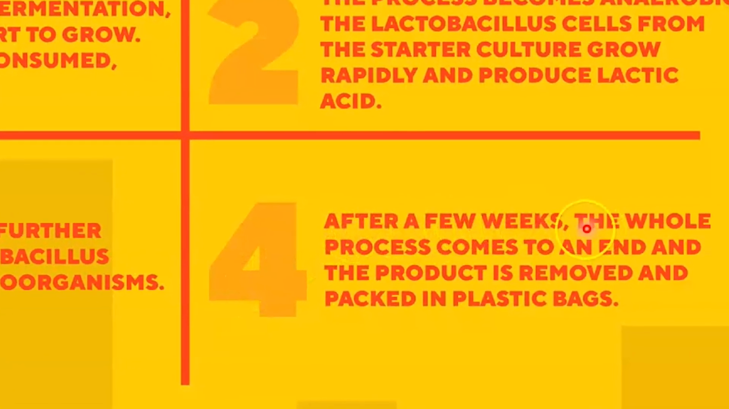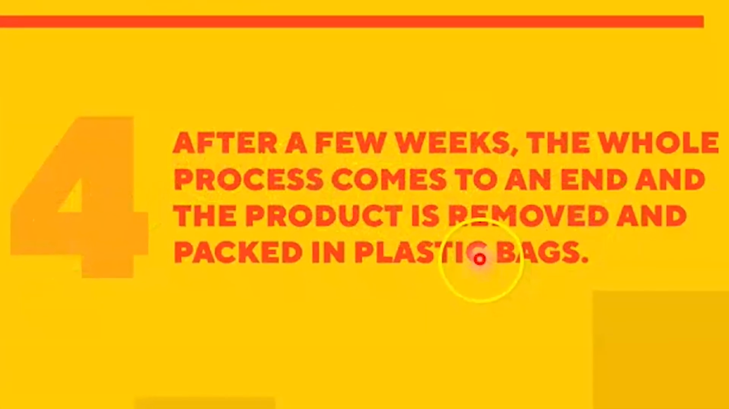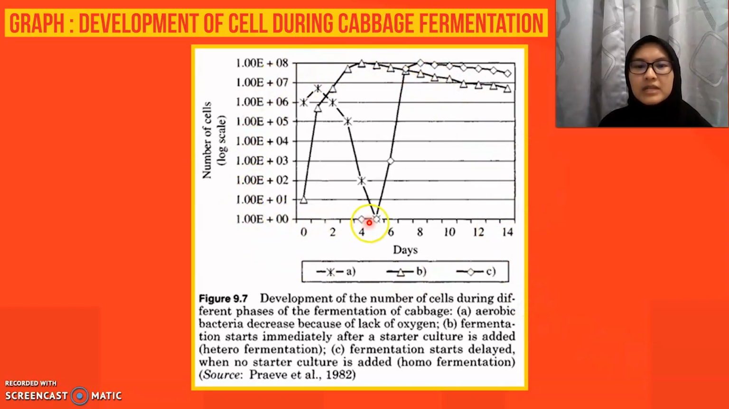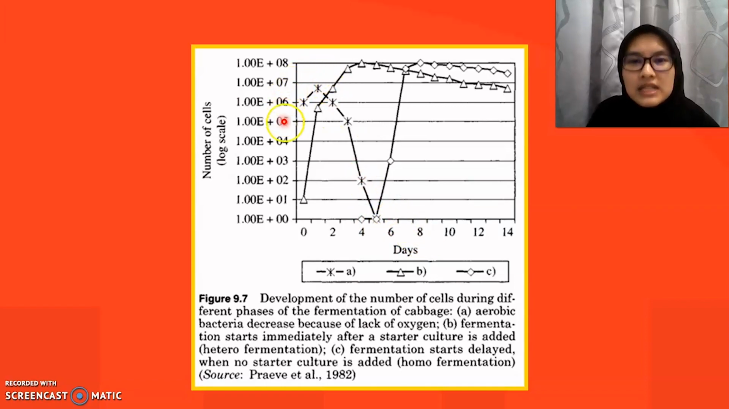Then after a few weeks, the whole process comes to an end and the product is removed and packed in plastic bags. This is the graph that shows the development of the number of cells during different phases of cabbage fermentation. So this is when the fermentation begins. At the beginning of the fermentation, aerobic bacteria start to grow. Then after all oxygen has been consumed, aerobic bacteria will die. This is the phase when the starter culture is added and lactobacillus cells grow rapidly and produce lactic acid. Then the lactic acid will inhibit the growth of the lactobacillus cells and other microorganisms.